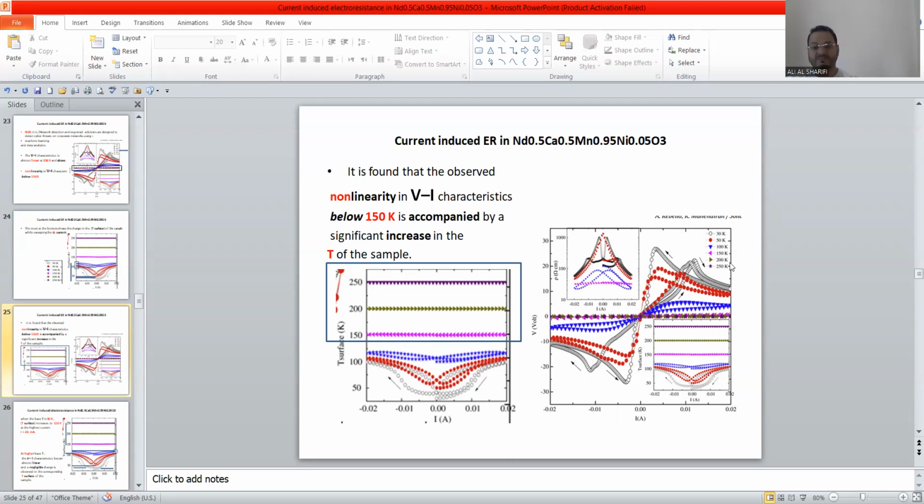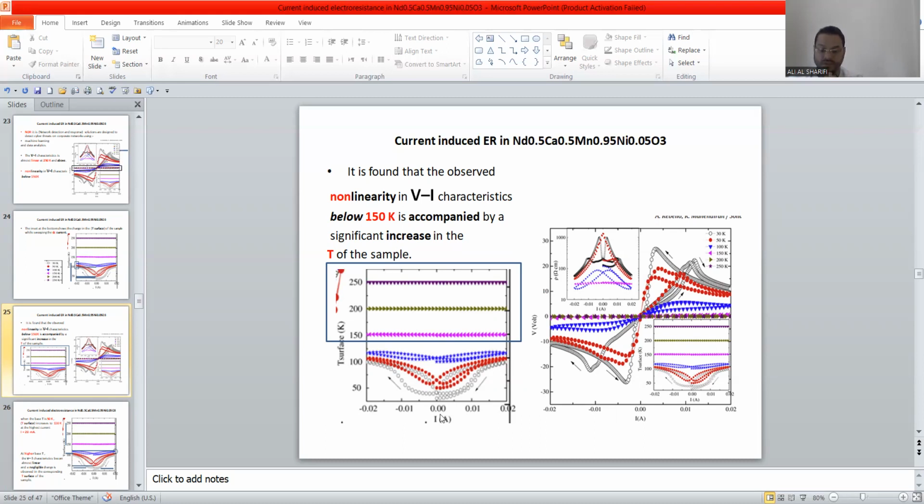And at the same time, that means the white one, red, blue, until this triangle: 1, 2, 3, until the blue triangle. All of these are less than 150 Kelvin. Here, below 150 Kelvin, it is accompanied by a significant increase in the T of the sample and the surface temperature. With all of these, there is some increase in the temperature.